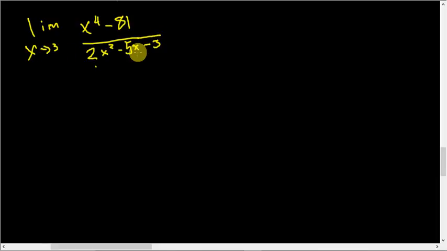Alright, so if we plug it in, we get 3 to the 4th, that's 81, right? 3 times 3 is 9, and then 9 times 9. So we get 81 minus 81. We can have a solution that's 0, but if it's 0 over 0, which I fancy it will be, then we can try to find some other solution.